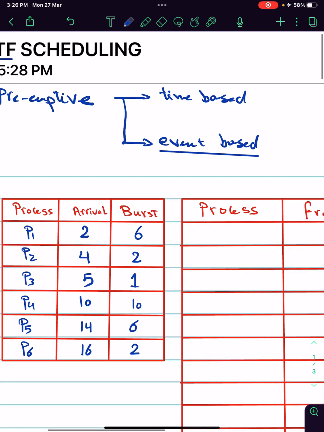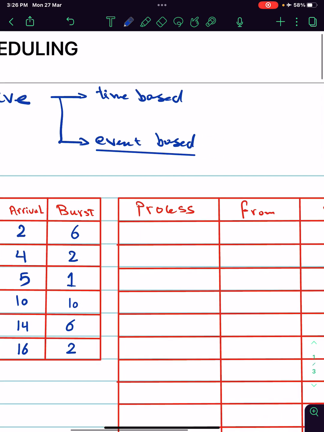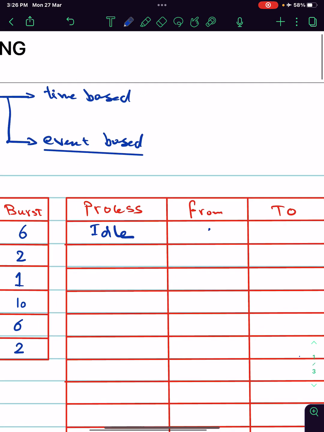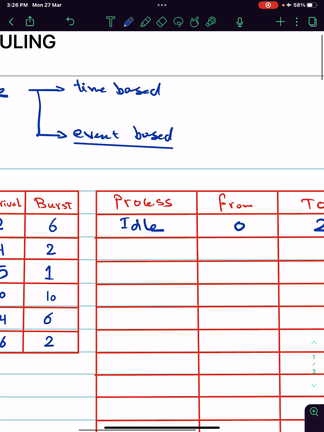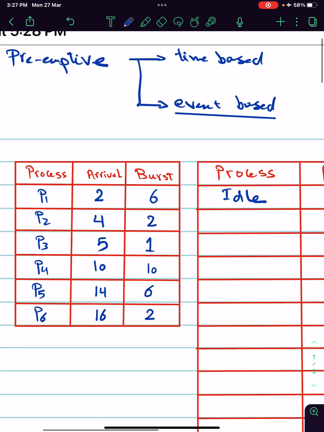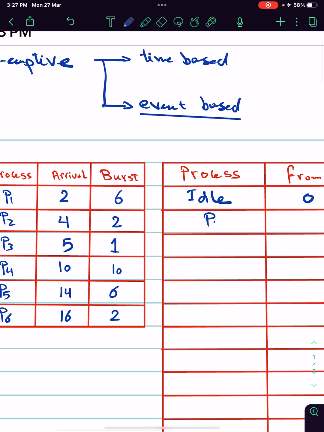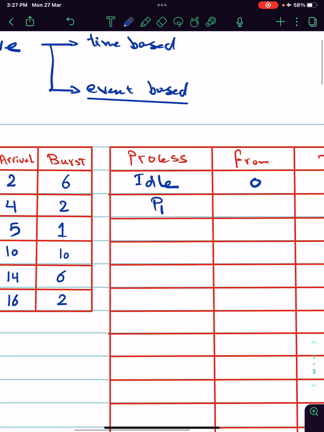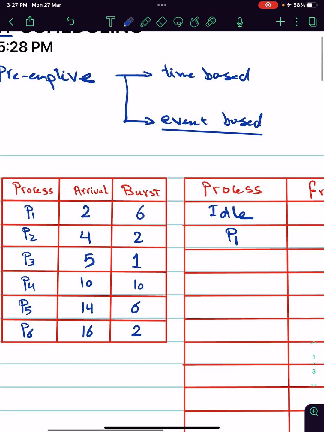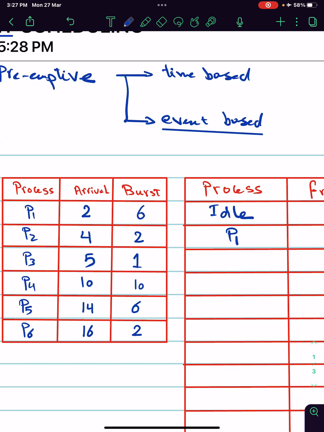Now if you look at this table, it shows 6 processes. Each and every one of them has its own arrival and its own burst. The first arrival arrives at time 2. This means that the processor is idle from time 0 to time 2. And then process 1 arrives at time 2, correct? Process 1 has a burst of 6, as you can see in the table.